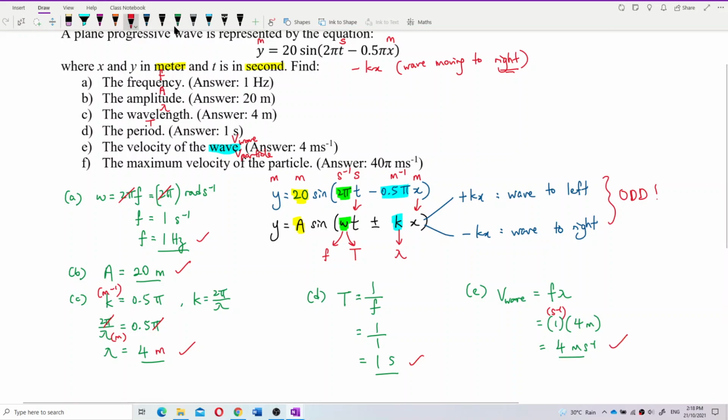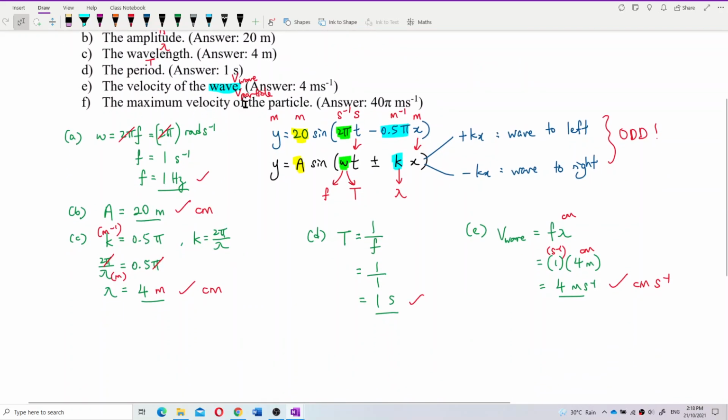If the question gives the x and y in centimeter, then your amplitude will be in centimeter, your lambda will be in centimeter, and so your speed of wave will be centimeter per second. So must be careful. If centimeter, then all becomes centimeter. You understand or not? Even the speed is in centimeter per second, not meter per second.